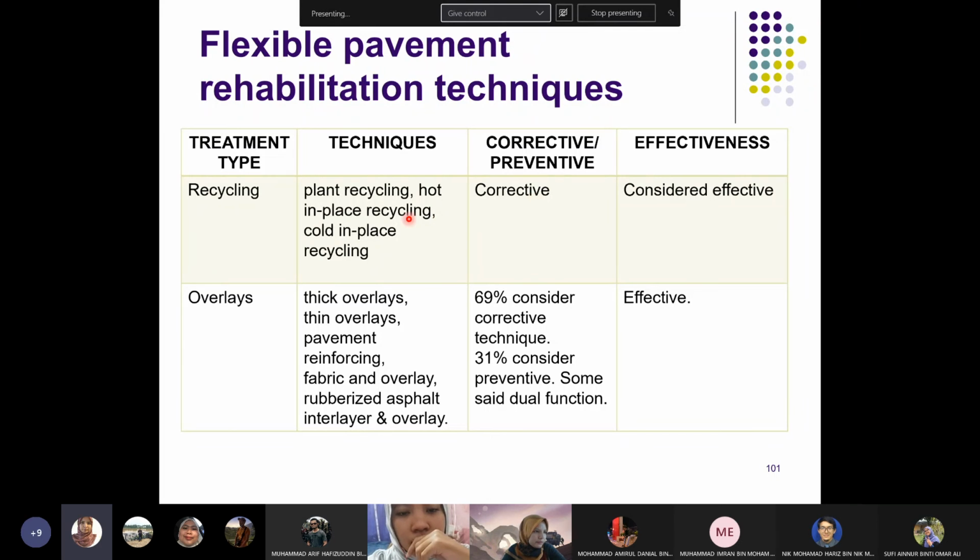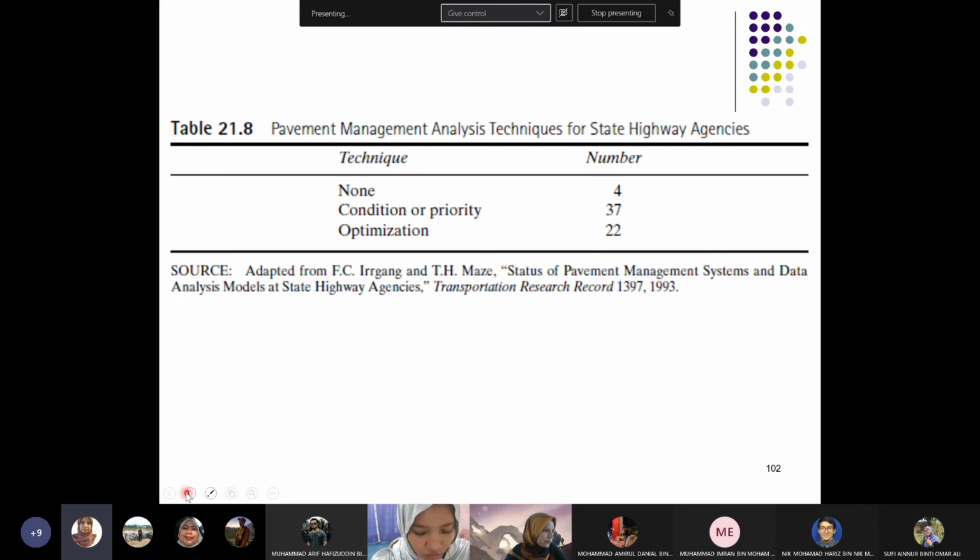Alright, so recycling is corrective. Considered effective kalau kita guna recycle. Overlay, it can be thick overlay, thin overlay, pavement reinforce, fabric and overlay, rubberized asphalt interlayer and overlay. Ada banyak kaedah digunakan di sini, right? Dan dia dikatakan sebagai corrective measures as well lah. Ada juga yang kata preventive, 31% kurang lah. Okay, most of it is to correct the damage, right? To correct the structure. Some said dual function and it is effective.